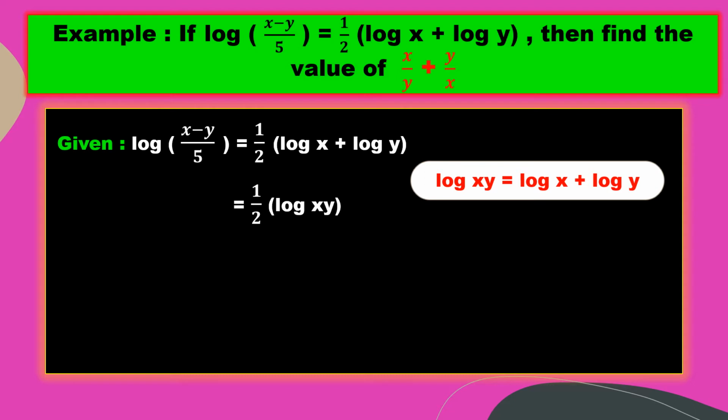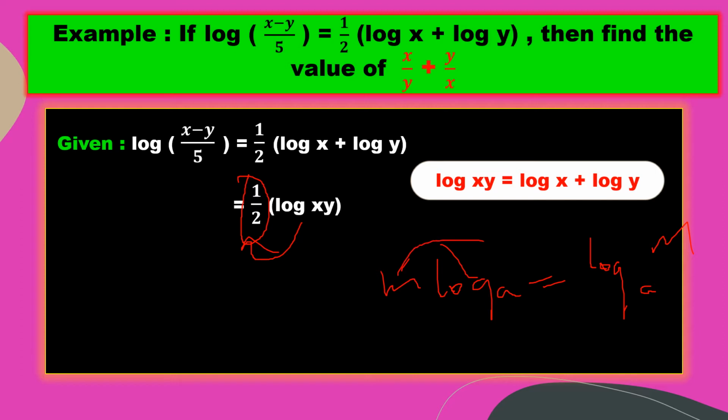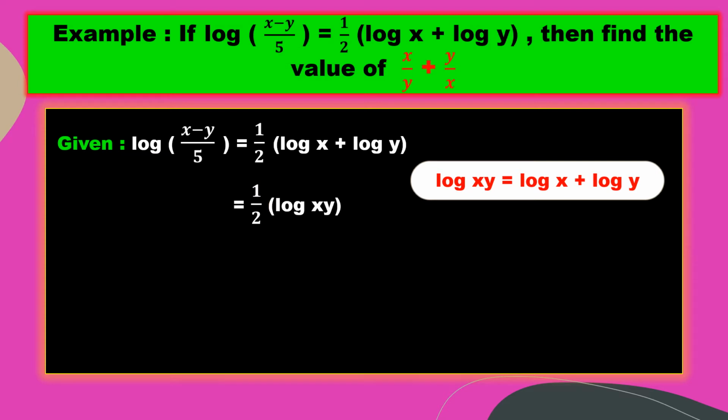Now here this 1 by 2 is before the log, which is the m log a formula. M log a is log of a power m. So whatever number is in front will be sent as a power. If it is a power it will be sent to the front, and if it is in the front we'll send it as a power. Because our question is not in log, we should remove this log first. We don't want this log.